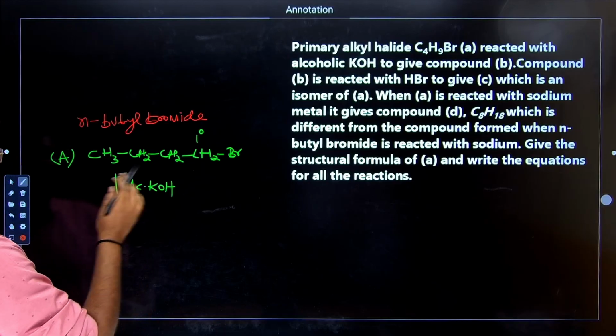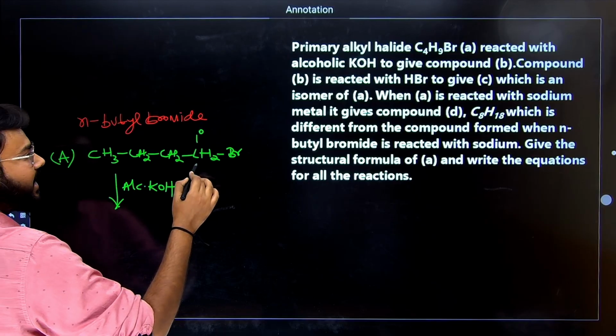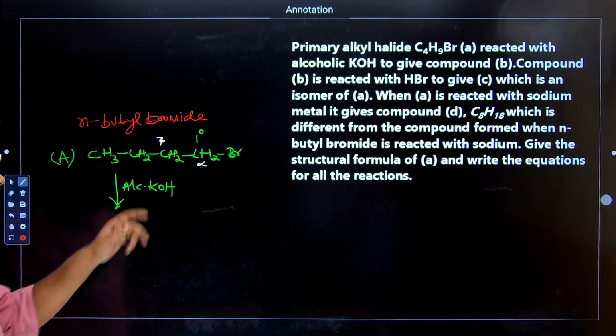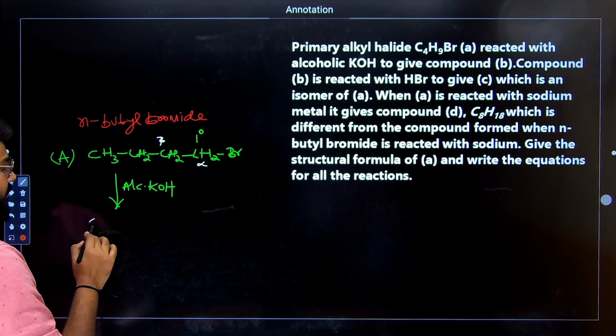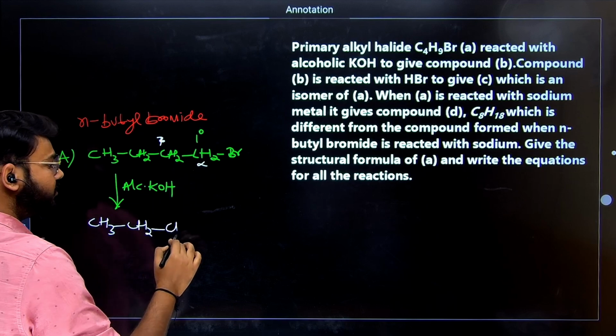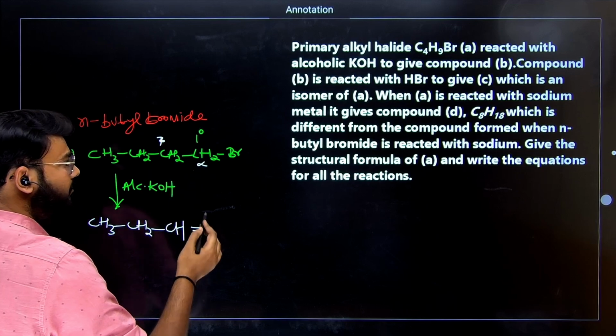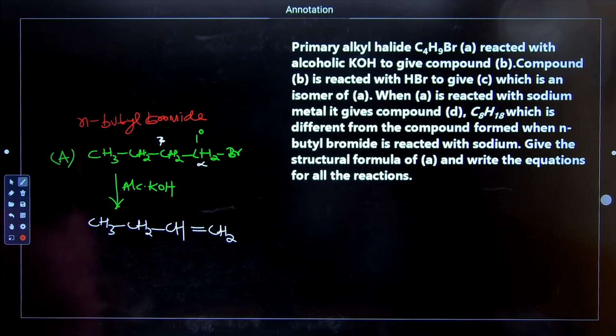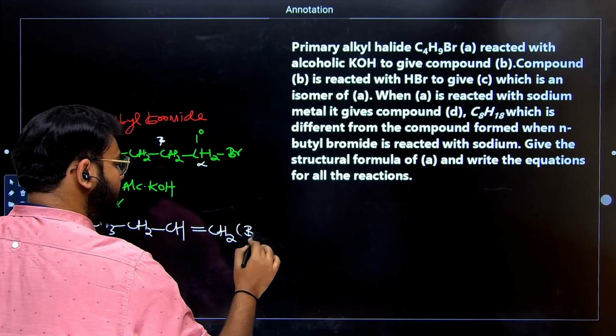So the carbon which contains the halogen is alpha and the neighbor one is beta. So dehydrohalogenation. So what will be the next compound? So it will be CH3, CH2. Now from here you'll remove one hydrogen, so it will be CH, double bond, and it will be CH2. So as a result of dehydrohalogenation, we got our substance B, alkene.